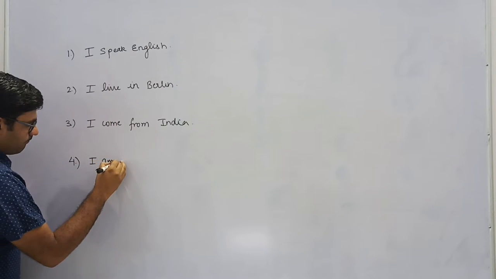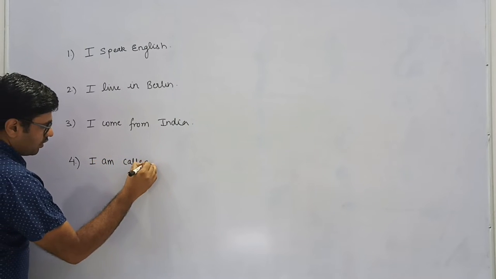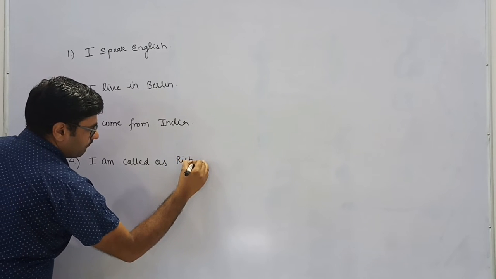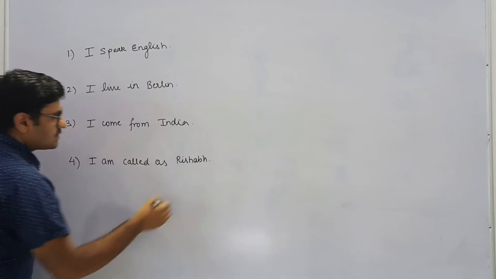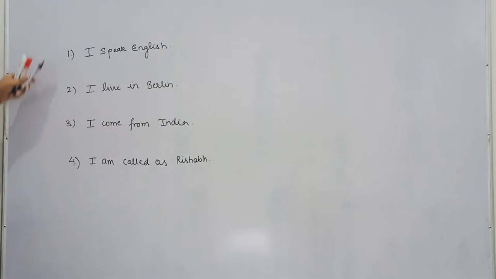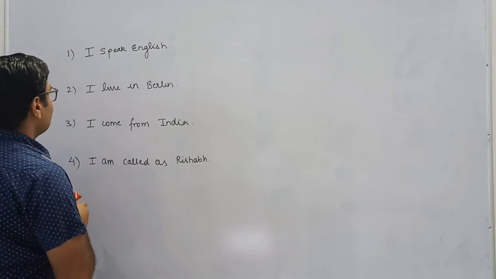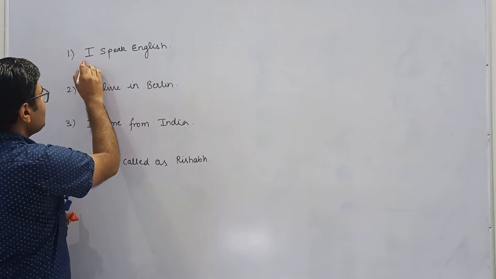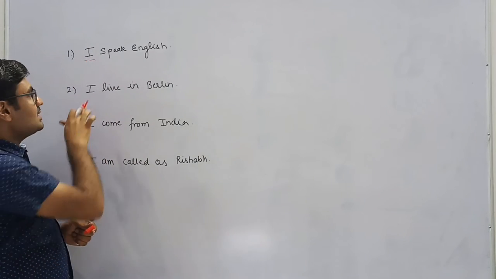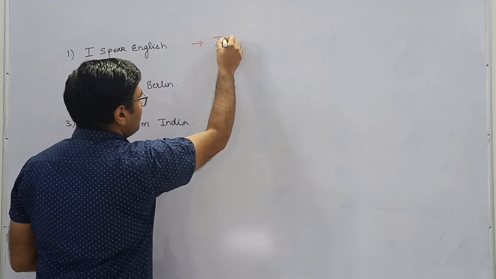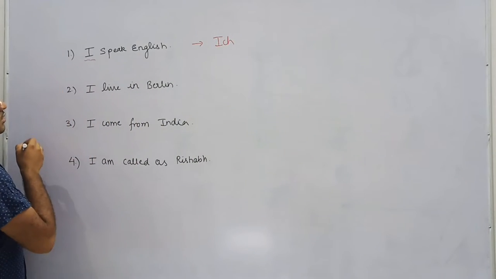I am called Rishabh. Let's see. I have to translate these four sentences into German. How can I translate it? Okay, first I'll see what the subject is. The subject is I. So what is I in German? It is ich.